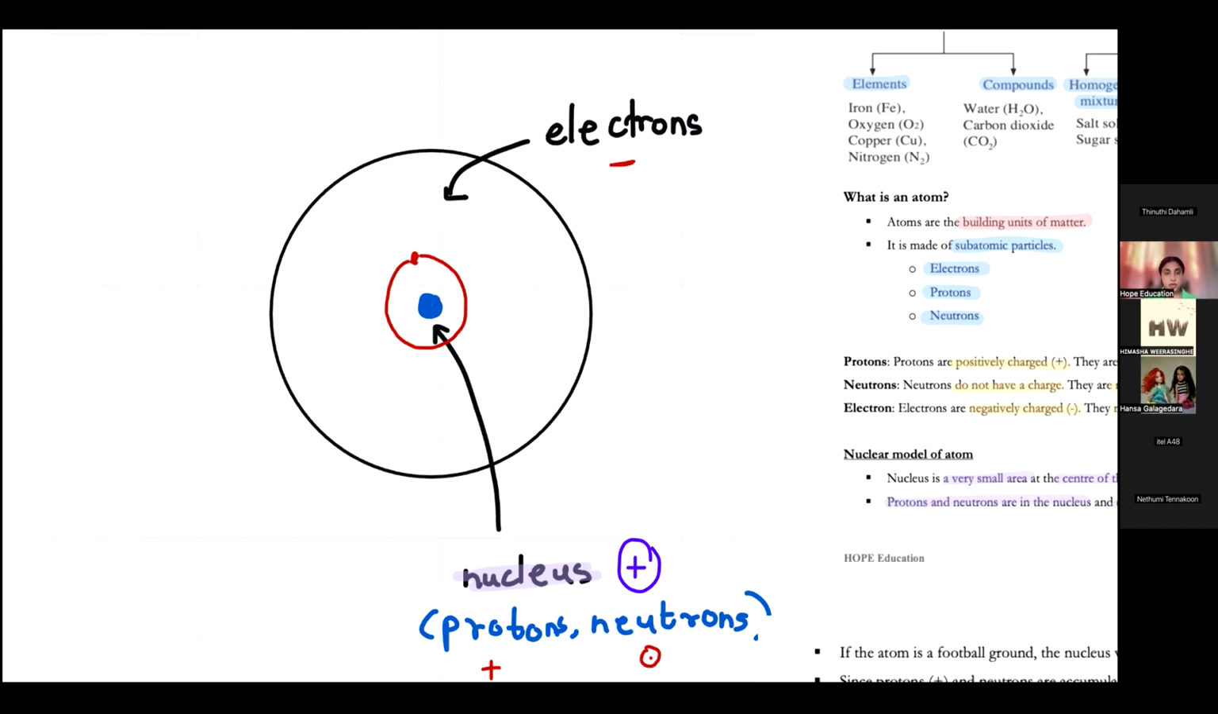So if you take this nucleus, is there a way for me to show you? Let me try to show this to you. If you say that this is the nucleus, electron.